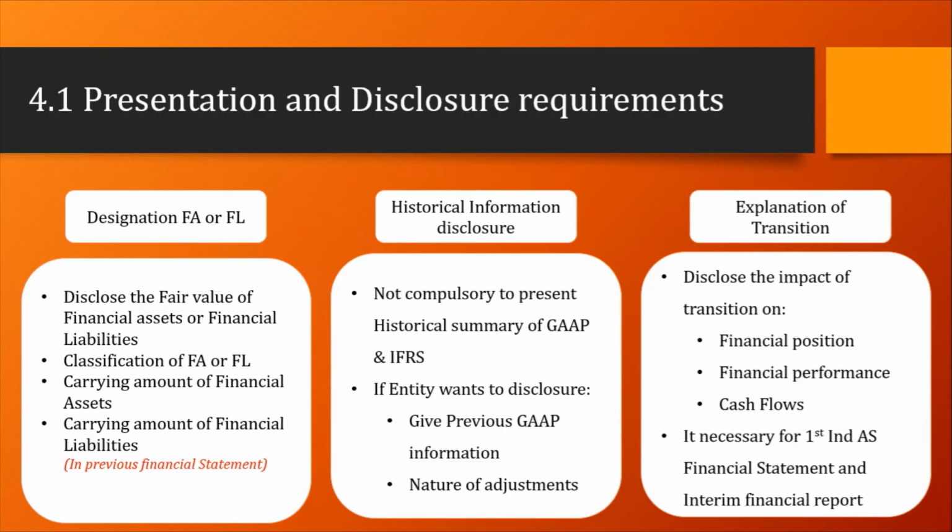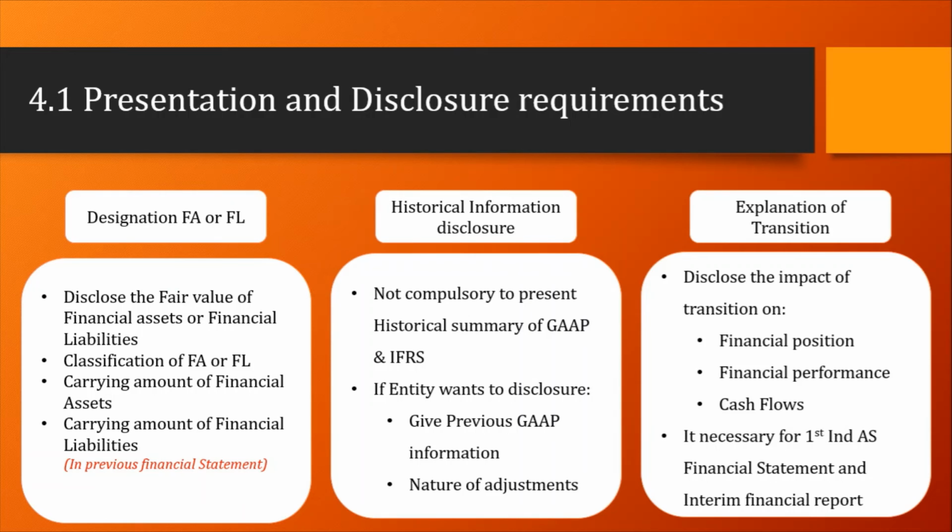Now for historical information disclosure, although Ind AS 101 does not require such a summary which compiles the recognition and measurement requirements of IFRS, some entities give this historical summary of comparative information. For that purpose, the entity has to clearly label the previous GAAP information which is not prepared as per IFRS, and also disclose the nature of the main adjustments that would make it comply with IFRS. These things they have to disclose if they are giving the historical summary of the previous period.